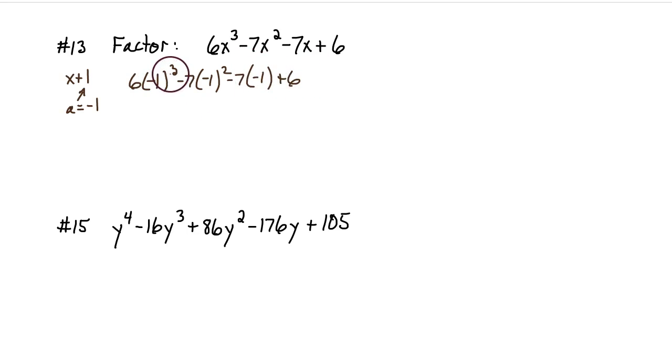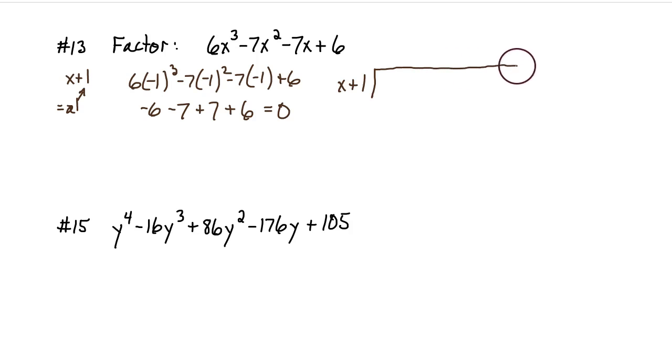Negative 1 cubed is negative 1, and 6 times negative 1 is negative 6. Negative 1 squared is 1, and 7 times 1 is a 7. Negative 7 times negative 1 is positive 7, and on the end, plus 6. This is looking a lot better. The negative 6 and the plus 6 cancel. The negative 7 and the plus 7 cancel. This makes 0. This is very helpful because now we know that x plus 1 is a factor. We can use long division to find out what the other factor is.